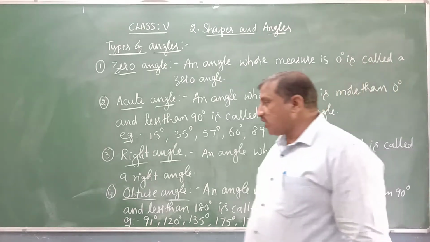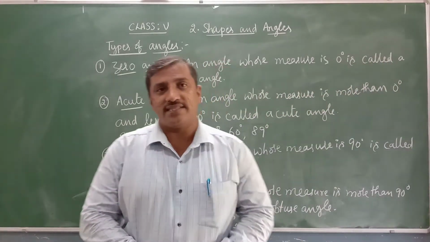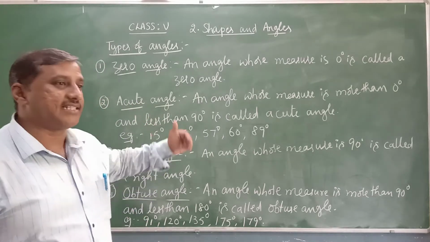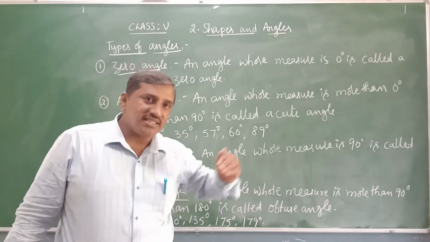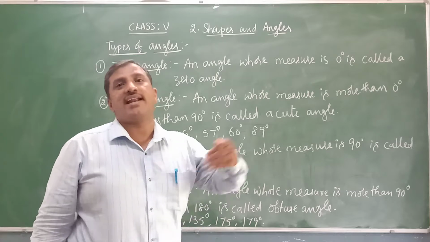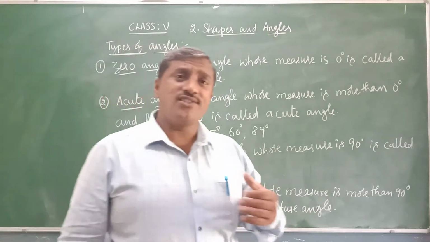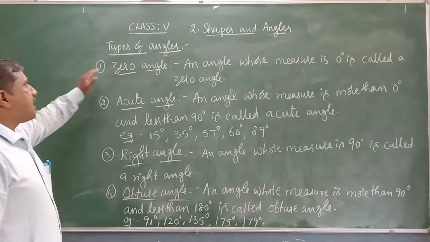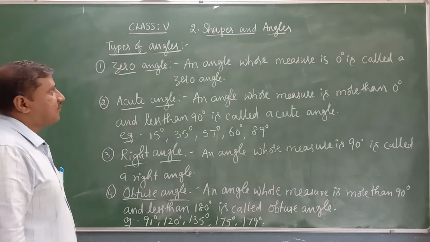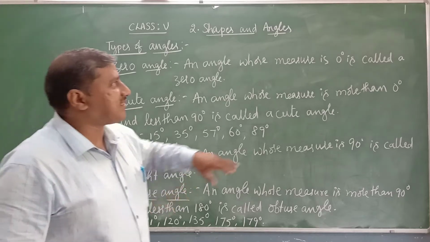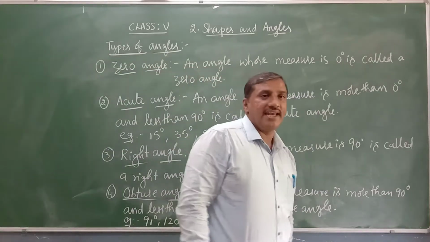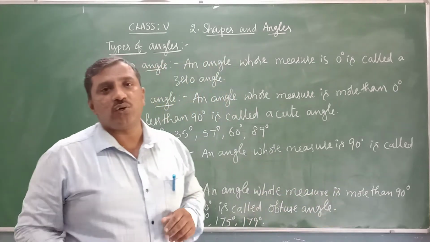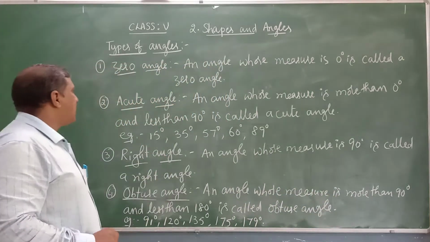So today we are going to discuss types of angles. As we have studied right angle, less than right angle, I said it is also known as acute angle. More than a right angle is also known as an obtuse angle. The first type of angle is zero angle. An angle whose measure is 0 degrees is called a zero angle.